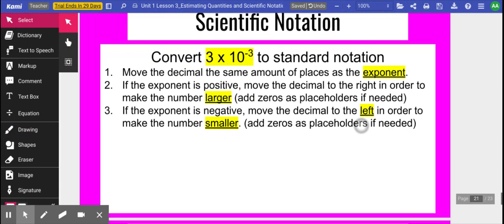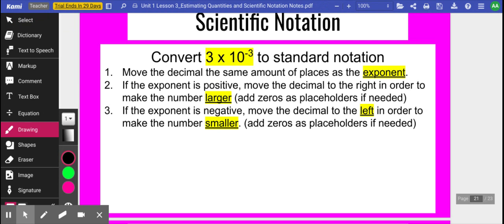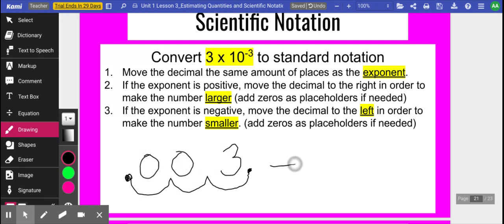We're going to convert 3 times 10 to the negative third power. Now, because I am working with a negative exponent, I know that I will have a smaller decimal number as my answer. So if I had 3, it's understood that my decimal point is there at the end of 3, and I am going to move a negative 3 places. So I am going to move to the left 1, 2, 3, and add my placeholder. So my value would be 0.003 in standard notation.